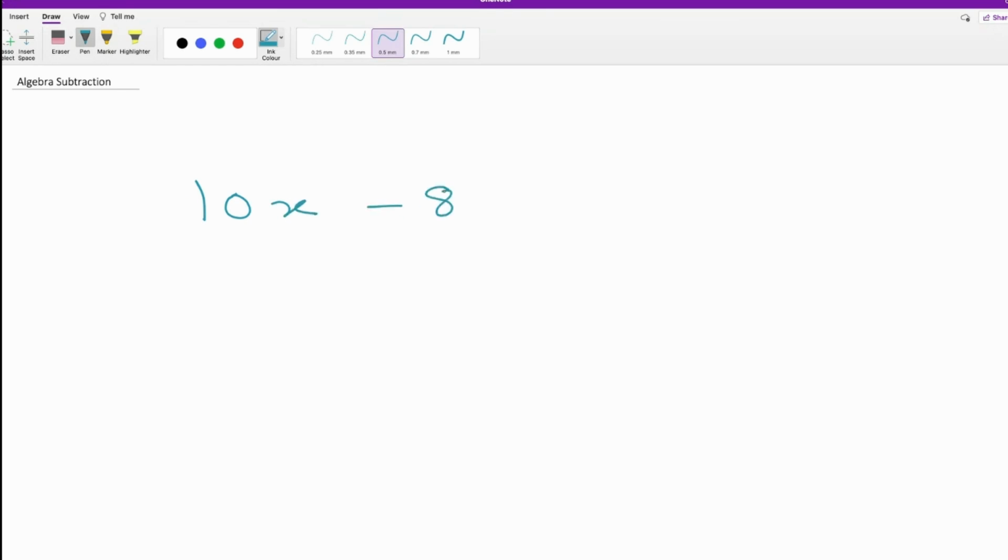10x minus 8x. Now, the first thing to consider in any question that you do is, are these like terms? First, we can see that they are like terms, given that they have the same pronumeral raised to the same power, in this case, x to the power of 1. We work with the numbers first, and the pronumeral will carry on into the answer. If we know that the pronumeral will carry, so we'll have an x in our answer, all we need to do is subtract the numbers. 10 minus 8 gives us 2, and the pronumeral carries over.